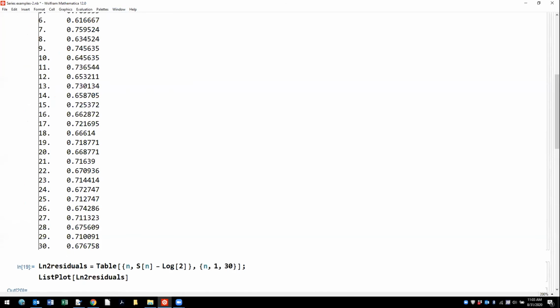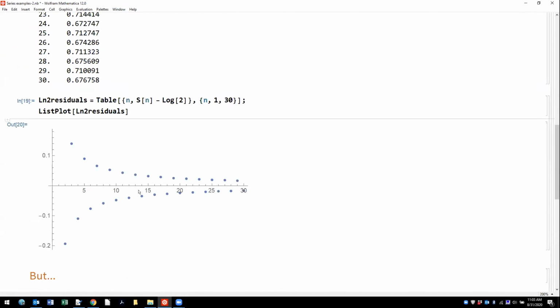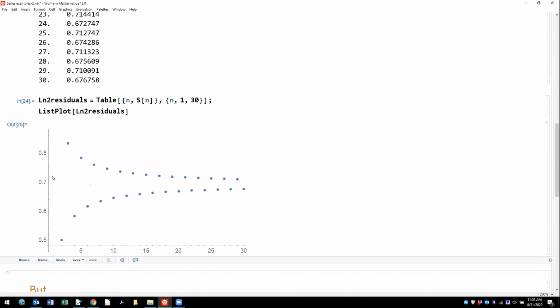On the screen here, it's not at all clear what it's converging to, but if we plot the errors, then we see that the errors are going to 0. Or if I just did that, we see that it's converging towards 0.69 something. You have one term, you get this. 2 terms, you get that. 3 terms, you get that. 4 terms, 5 terms, 6 terms, 7, you get that. And you see how it's bouncing up and down?